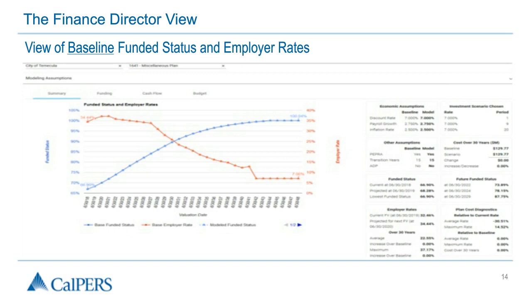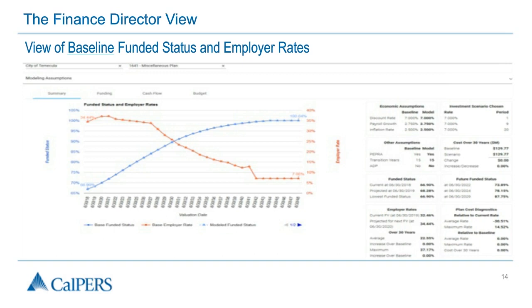Now, the tables to the right of the graph give us some information about the assumptions underlying the projection shown. In this case, this is the baseline. So our base assumptions are the 7% return, 2.75% payroll growth, and 2.5% inflation. The investment scenario chosen, you see on the far right, where we have 7% for the full period. We describe the PEPRA transition details, the default being a 15-year transition from Classic to PEPRA, and if ADPs have been reflected. And there are some additional cost diagnostics related to the scenario chosen.